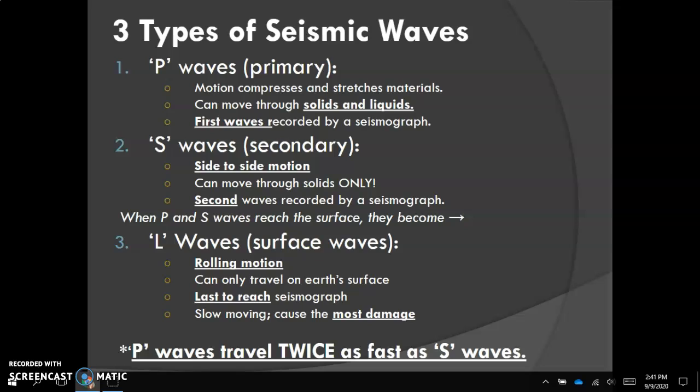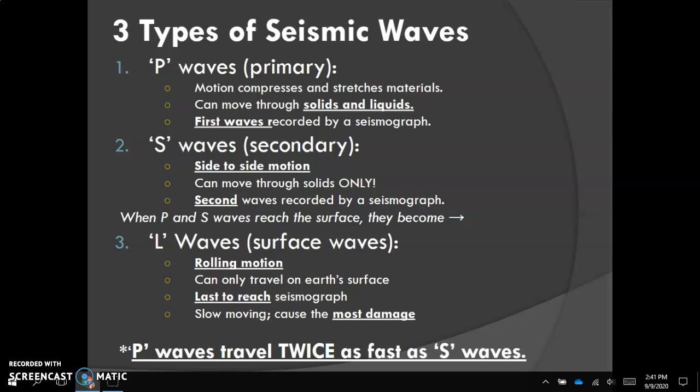They will be the first waves recorded by a seismograph, and the seismograph is just something that records the waves of earthquakes. We'll talk about that in just a second. S waves are secondary waves. They move in a side-to-side motion, and they can move through solids only.